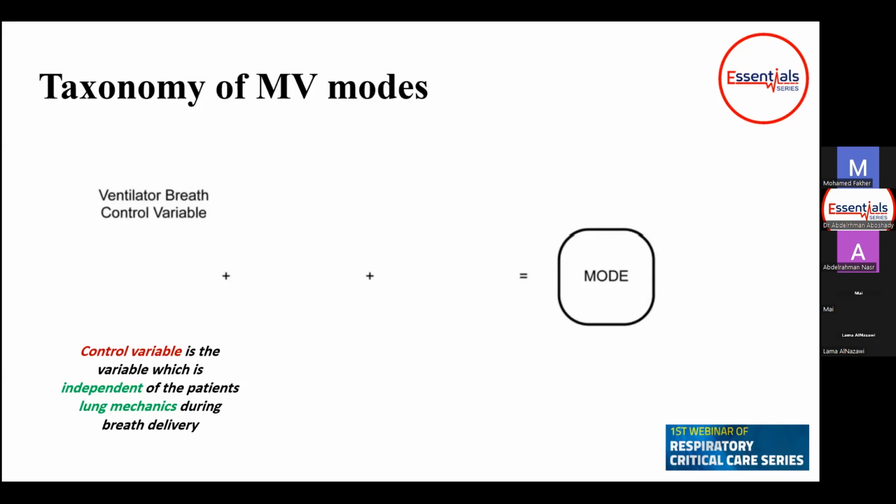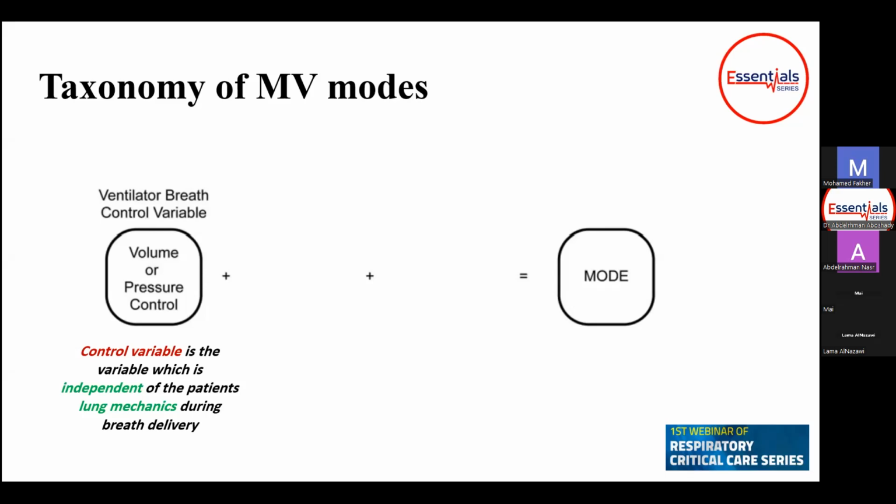We have two options of control variables. Either volume control, and in volume control mode, we set both volume and flow. So volume control mode, when we refer to the control variable, refers to controlling both volume and flow. Not only the volume, we control volume and flow. Pressure control modes refer to controlling the pressure, so the volume is variable.